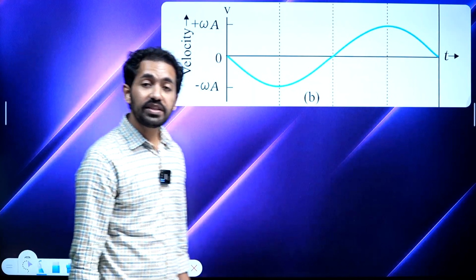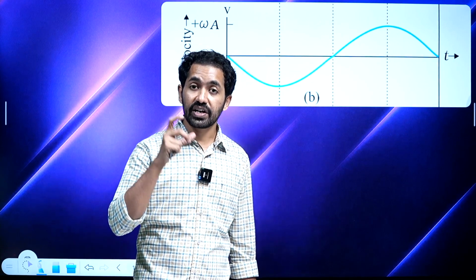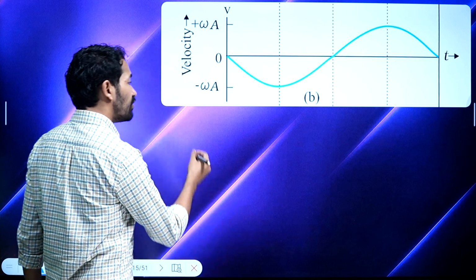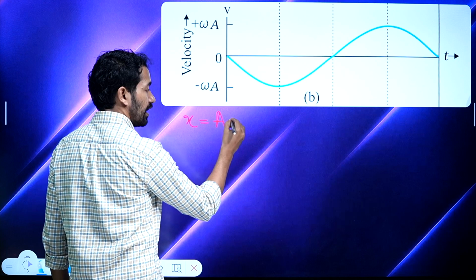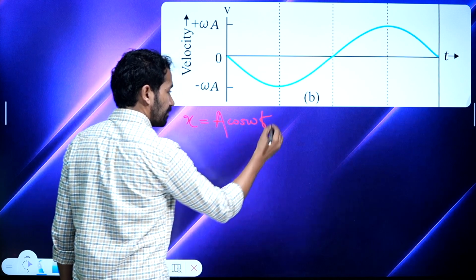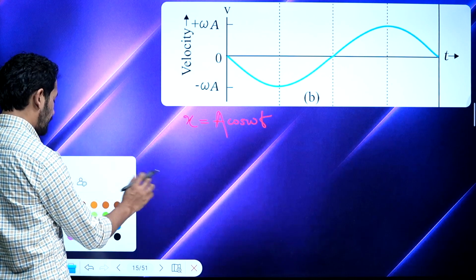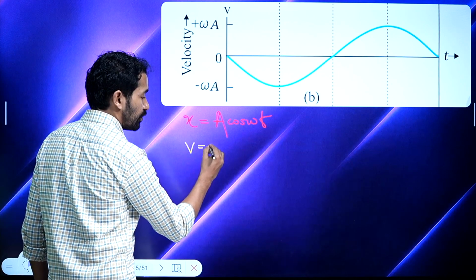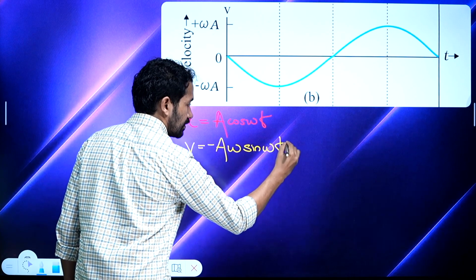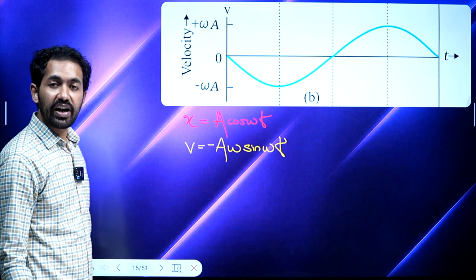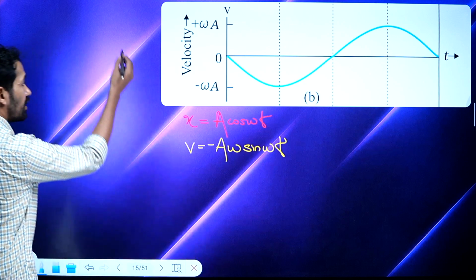Now velocity time graph. This velocity time graph is also for the particle which is starting from positive extreme. So what was the displacement time equation? Displacement time equation is x equal to a cos omega t. The velocity time equation for a particle starting from positive extreme is v is equal to minus a omega sin omega t. Now I will substitute the values of time in this velocity time equation, and then I will get the points for drawing the graph.